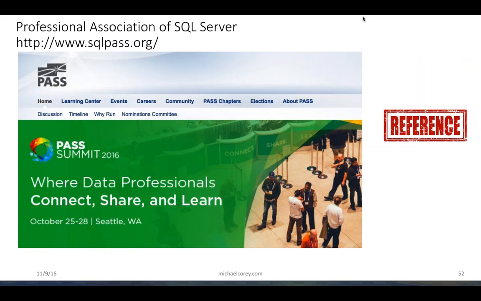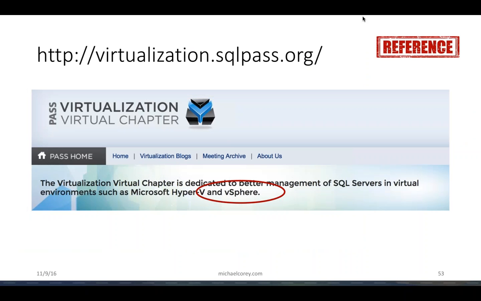My hat goes off to Tom and how he runs this virtualization SIG and brings in people like Mr. Klee on a regular basis. You're very lucky to have such a committed person putting on events like this for you. And it's a lot of work. I've done it myself. I like to tell the world about this SIG and the fact that he covers Hyper-V and vSphere.